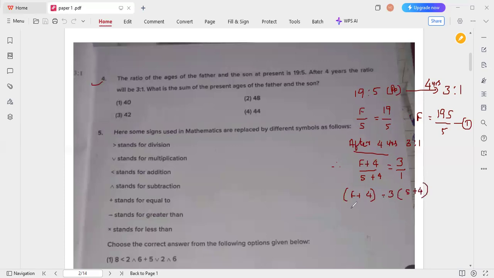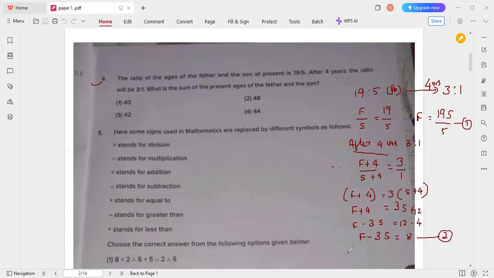So then, F + 4 = 3S + 12, since 3 fours are 12. When 3S comes to this side, F - 3S = 12 - 4. So this is F - 3S = 8. Take this as equation 2.